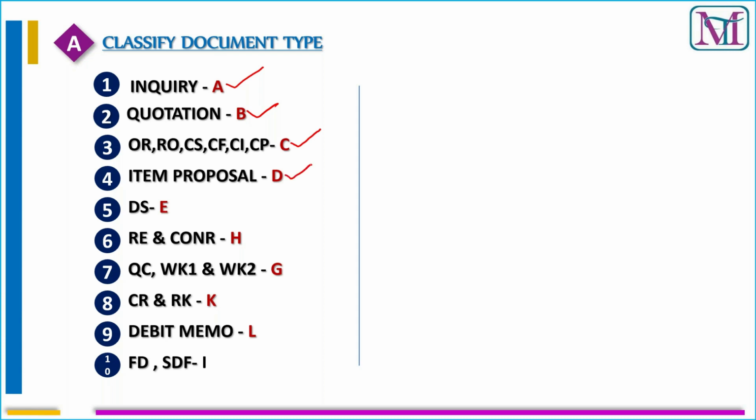Item proposal D, scheduling agreement E, all returns, standard return and consignment return, it is H. All contracts G, quantity contract, value contract general and value contract material specific, that is G. Credit memo and invoice correction request K, debit memo L, free of charge and subsequent delivery free of charge, that is I. So the first functionality is what? Document category will classify the sales document type.